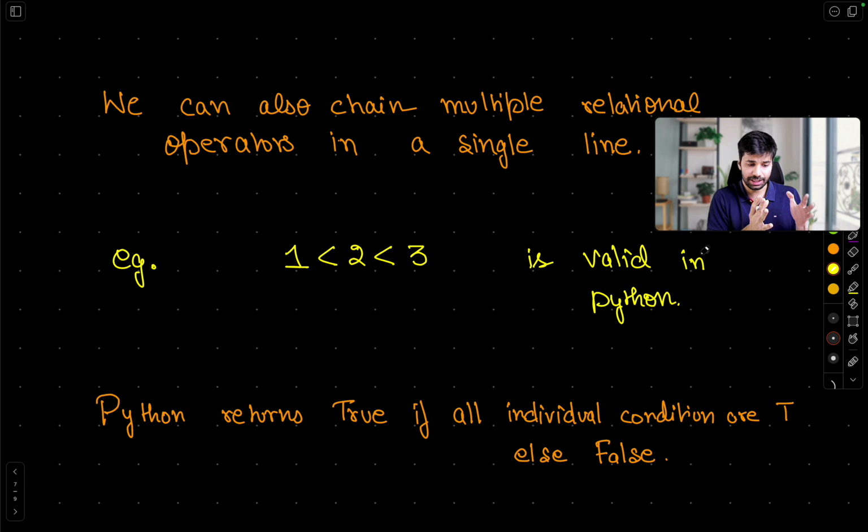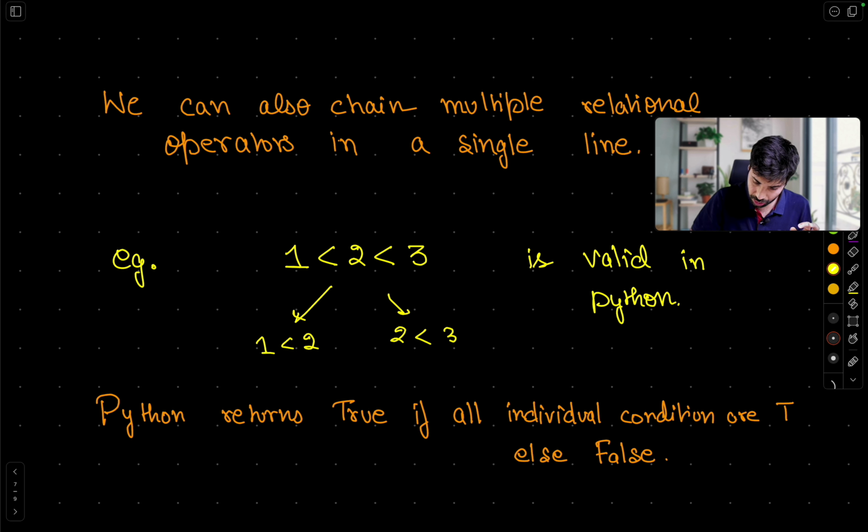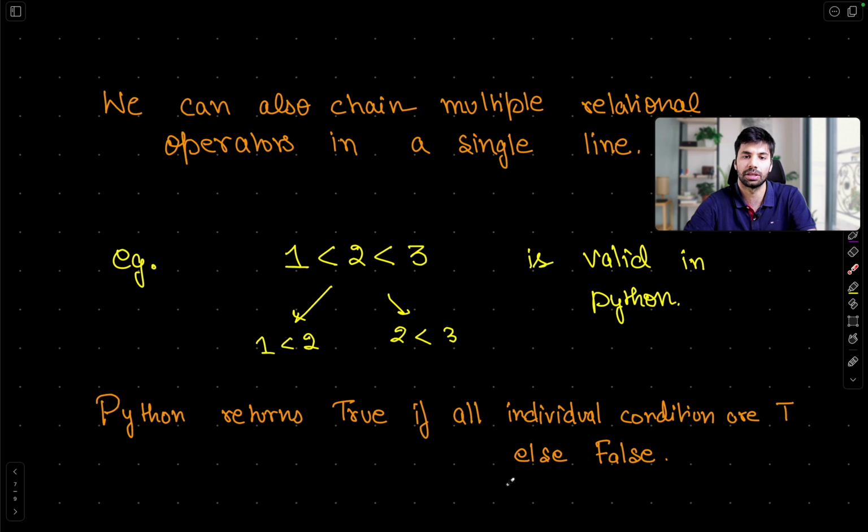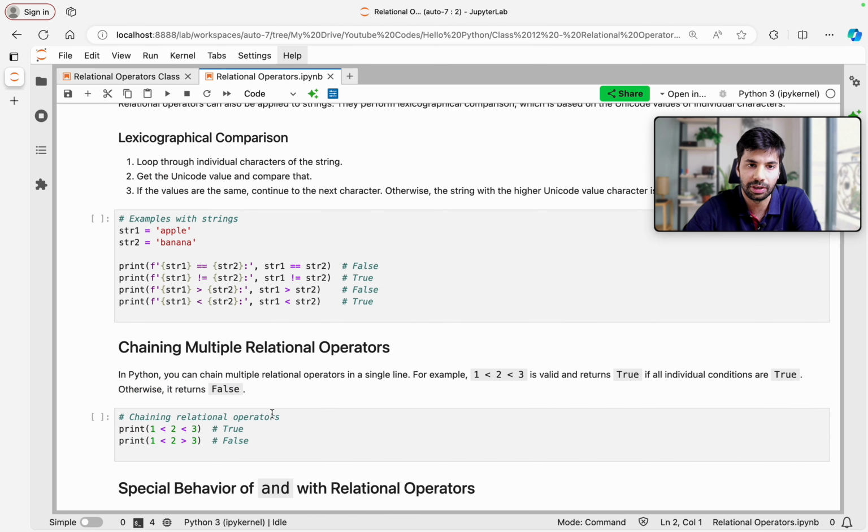So we are basically again comparing individual conditions. Here it's going to break like this: 1 greater than 2 and 2 greater than 3. As both of them are true, we are going to give the answer true. If any one of them had been false, we would have given the answer false. That is how we can chain multiple relationship operators, and that is how they are evaluated in Python. Python returns true if all individual conditions are true, else it returns false. And here we can see some examples of that as well.